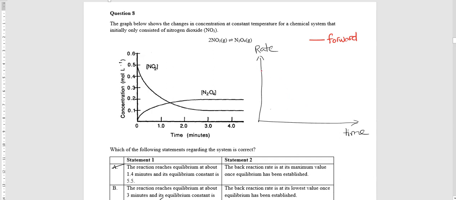So the rate of the forward is probably going to start somewhere here, and then it's going to decrease over time, maybe something like that, because as you're making more products, because you have more forward reaction, that means that the reactant, which is NO2, is used. So the rate will decrease. The more you use a reactant, the more the rate will decrease. So this is going to be the forward.